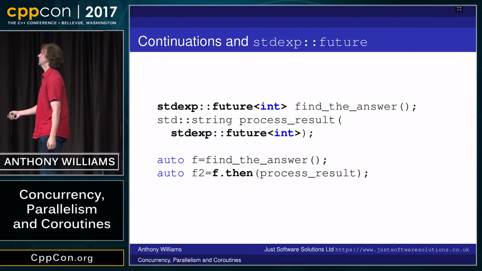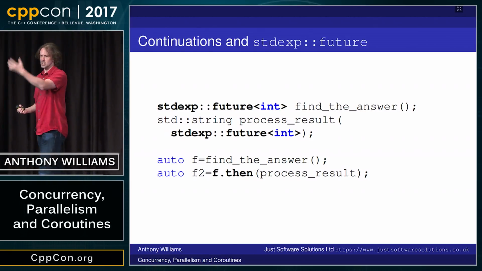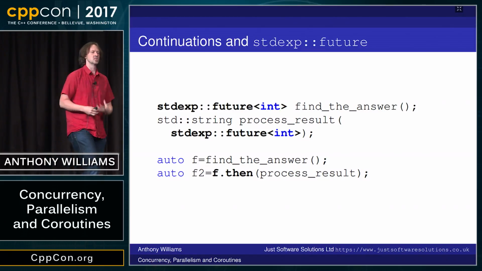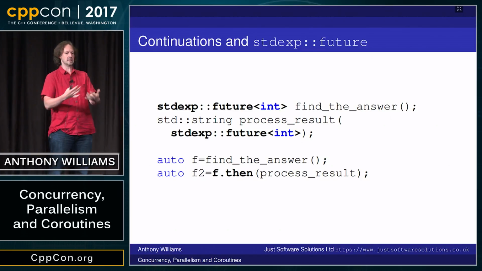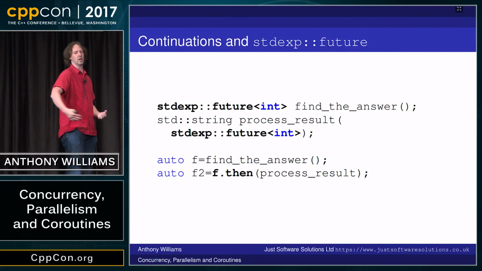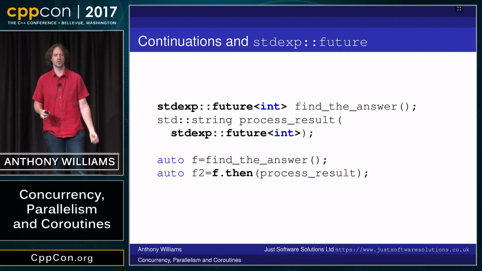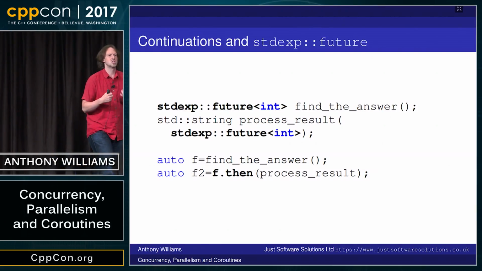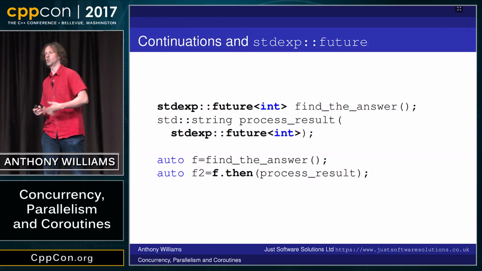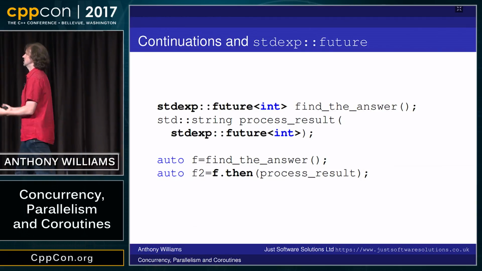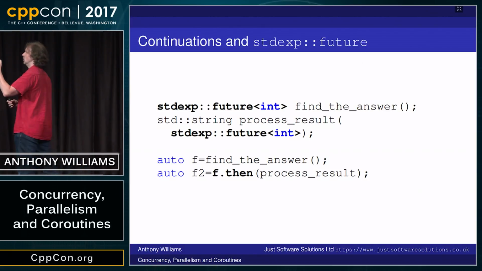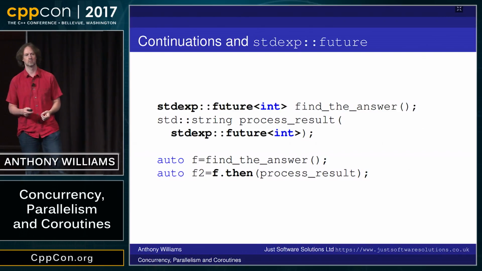We have some function that's going to find us the answer. It's going to return us a standard experimental future. We have another function that's going to process that returned result, and that takes a future as a parameter. So we spawn our function, we call find the answer, it gives us a future back, auto f, and then we chain on our continuation of process result by calling f.then. So f2 on this slide will be an experimental future for a string, because the return result of process result is a string.